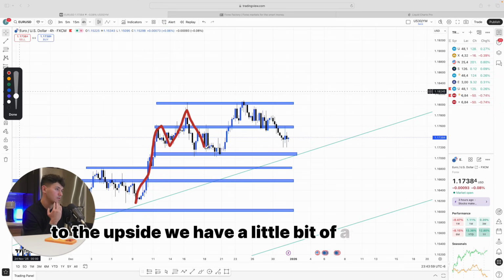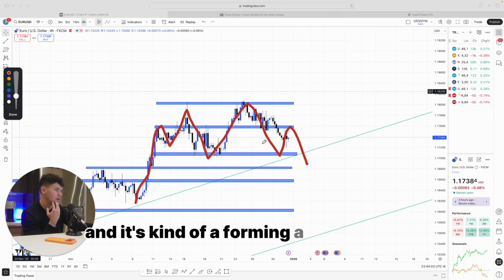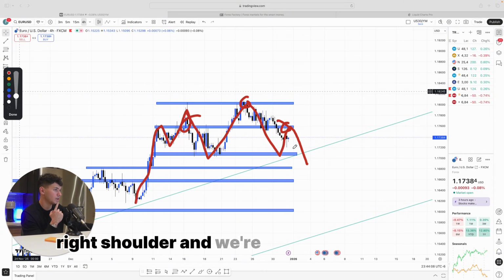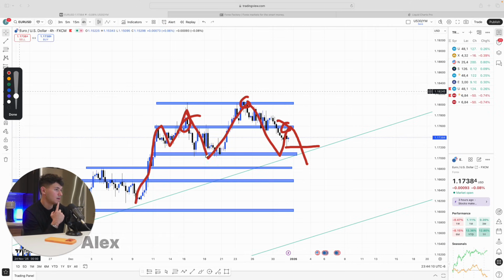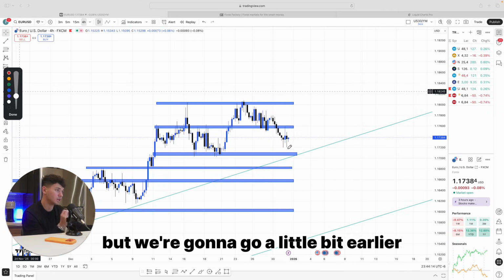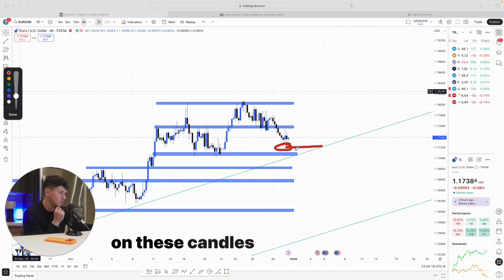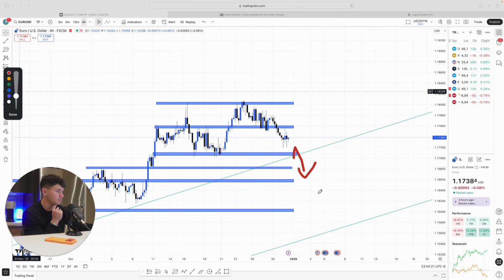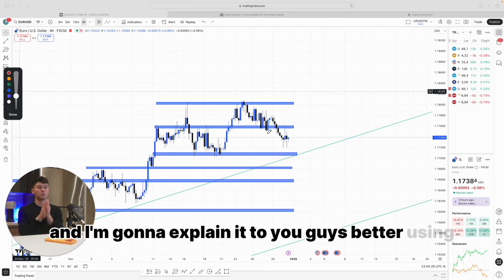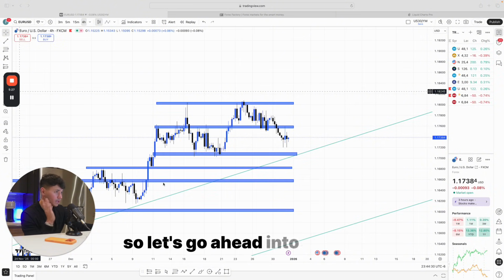We have a little bit of confluence right here, and it's forming basically a left shoulder, head, and right shoulder, and we're going to be taking sells. Alex will take the sells right around here, but we're going to go a little bit earlier and take them right underneath this previous confluence on these candles to the downside. All right, I hope that makes sense, and I'm going to explain it to you guys better using TradingView's tools. So let's go ahead into the video.